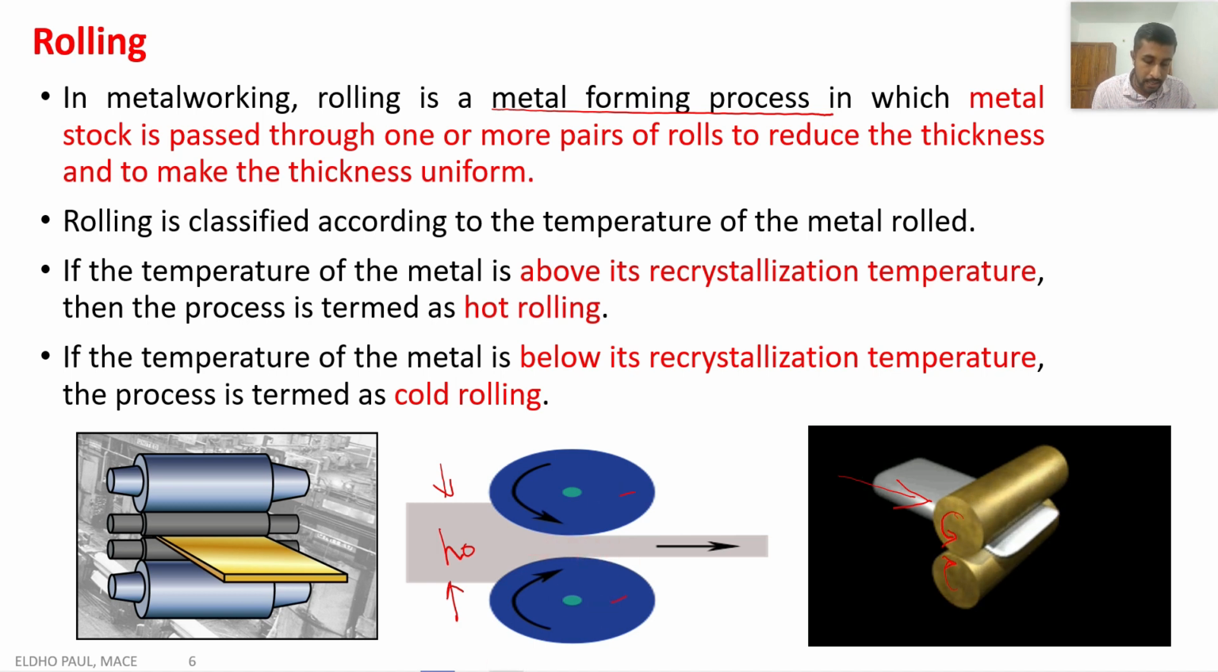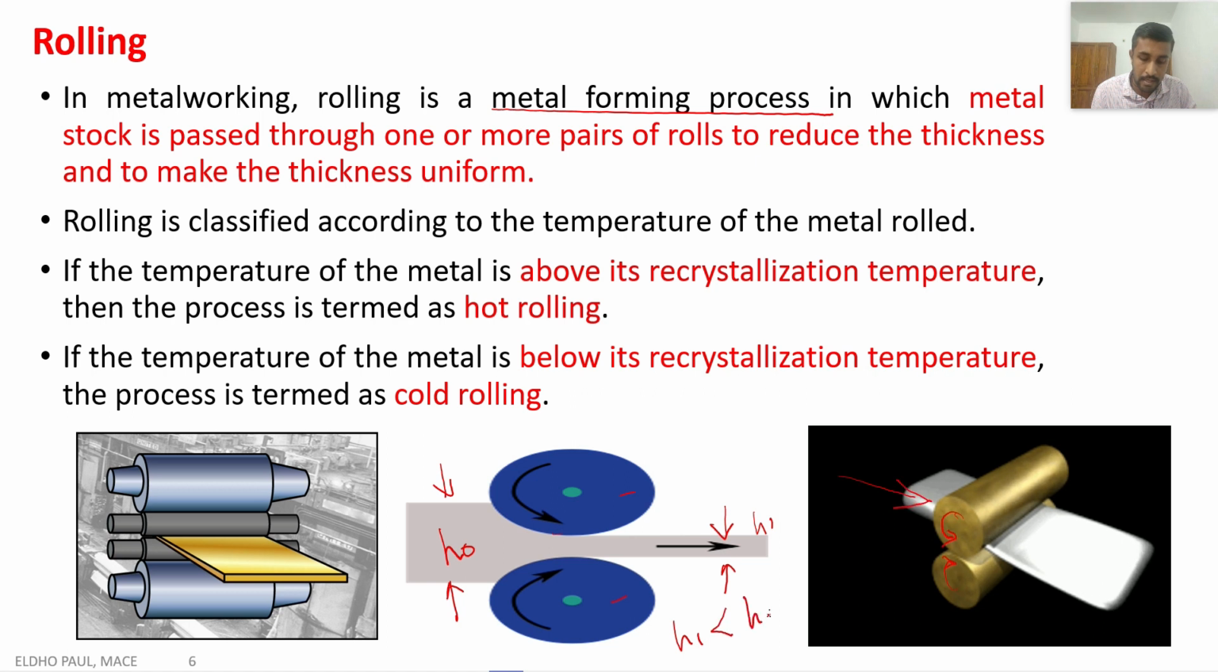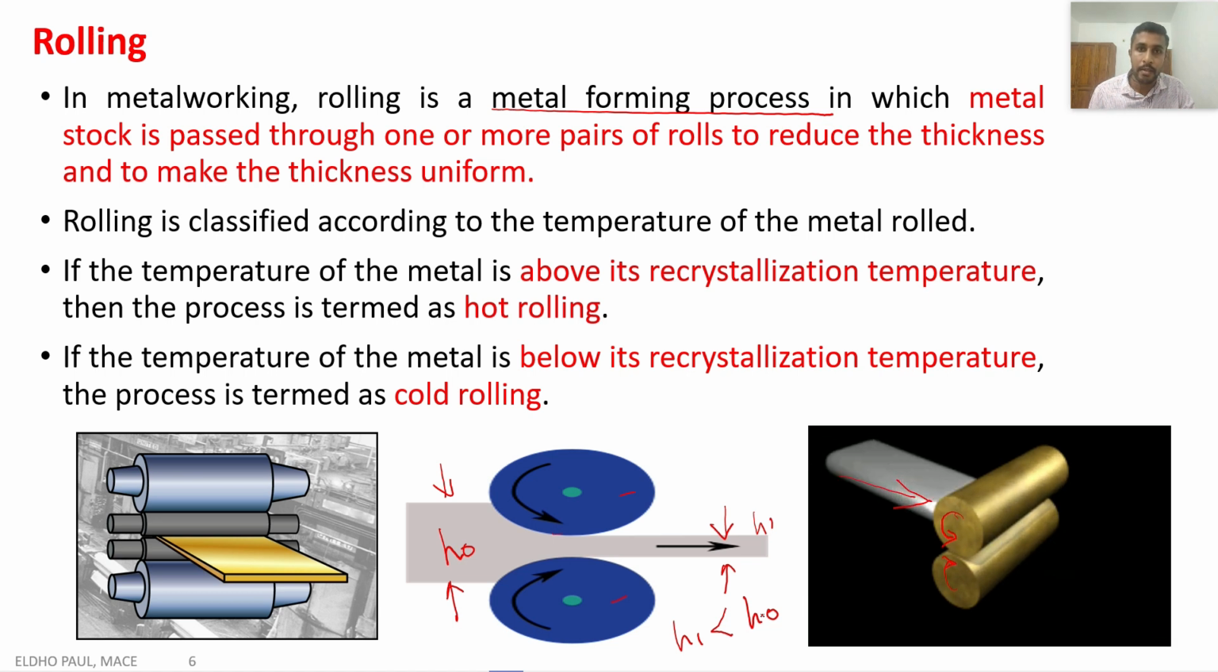There will be a reduction in thickness. We can see a reduction in thickness, and the final thickness is H1, such that H1 is less than H0. So there will be a reduction in thickness. Here there is no material removal. The material is not removed from the workpiece, so the full volume is conserved here.